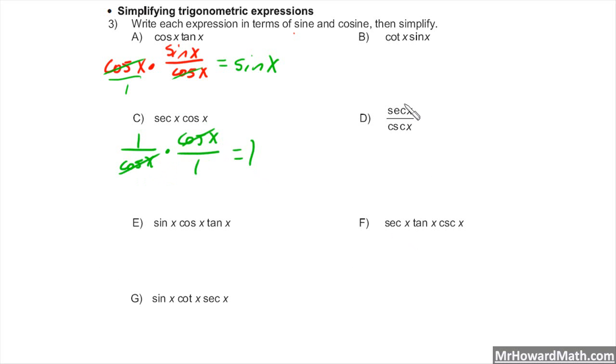Let's look at this one here. So we want to rewrite everything in terms of sine and cosine. So we would get secant x is 1 over cosine x divided by, I usually write it this way, that's the divide right there.